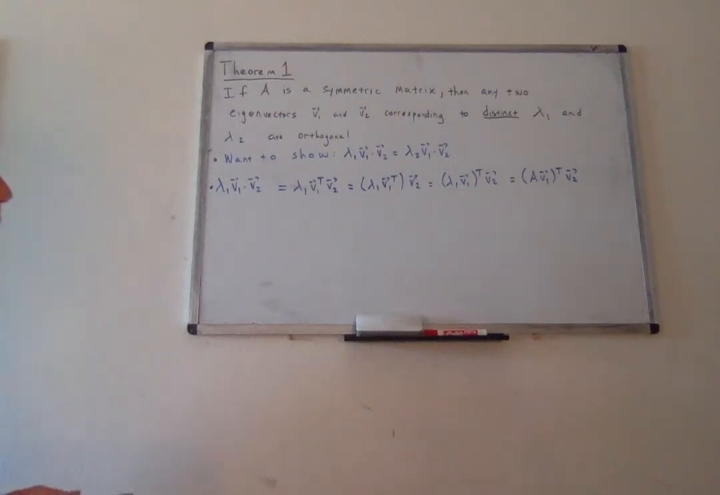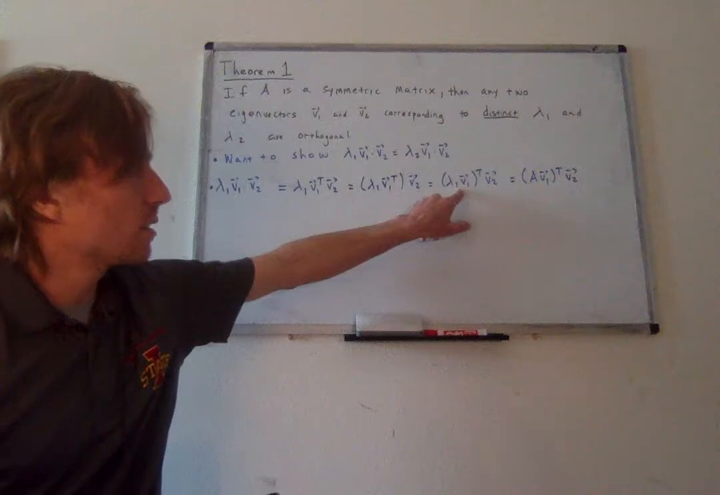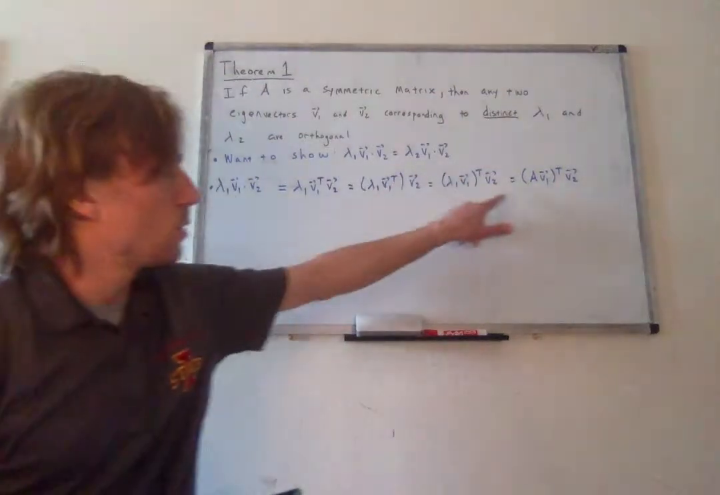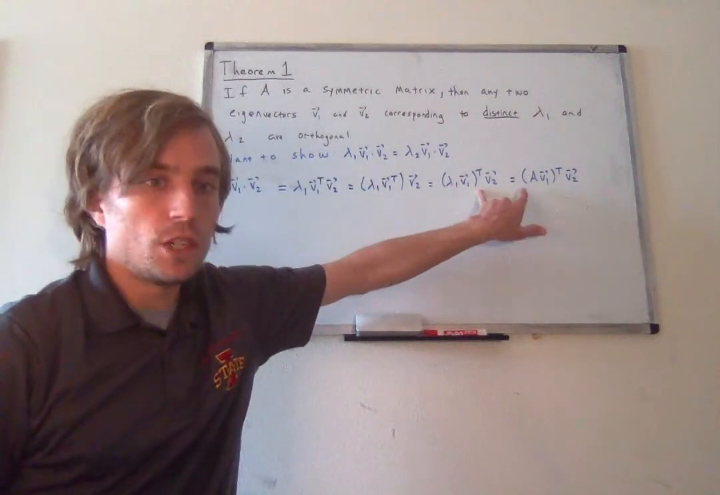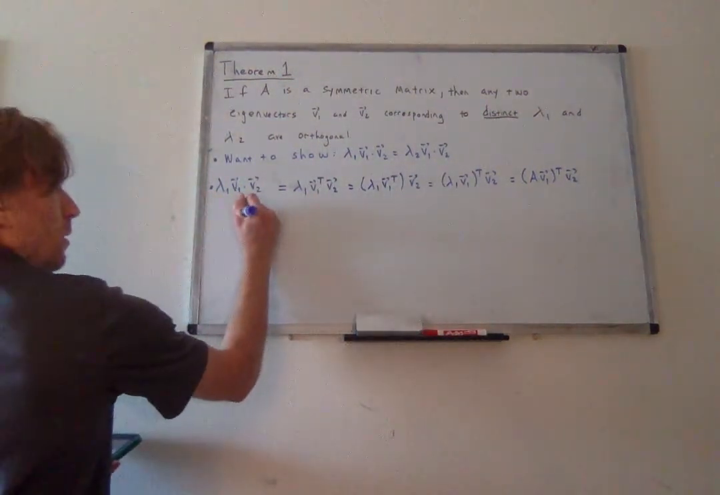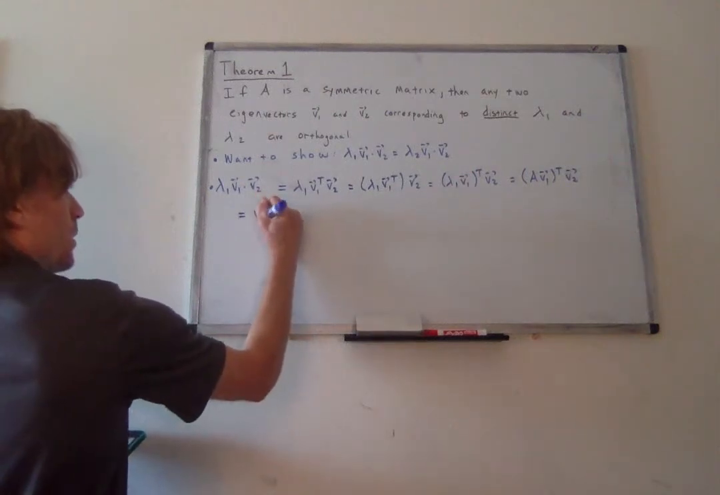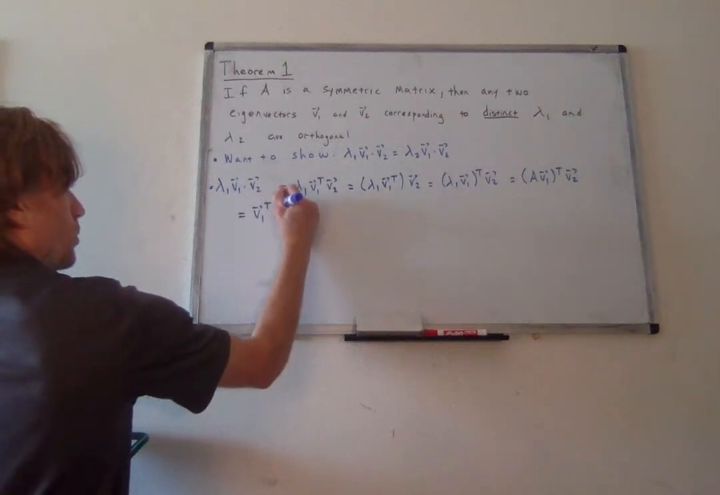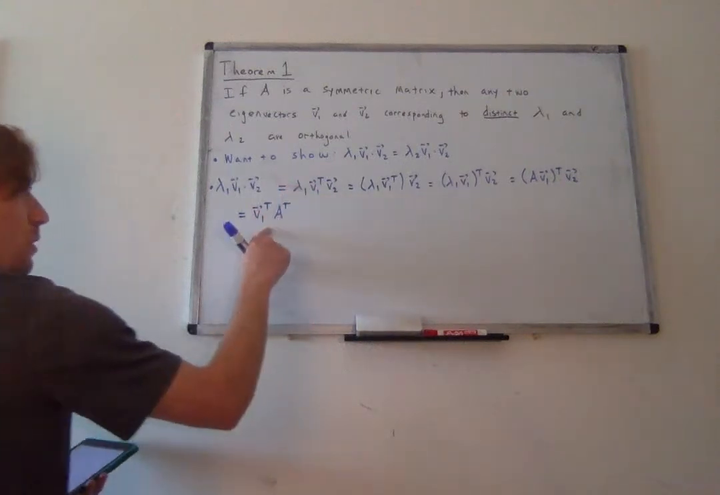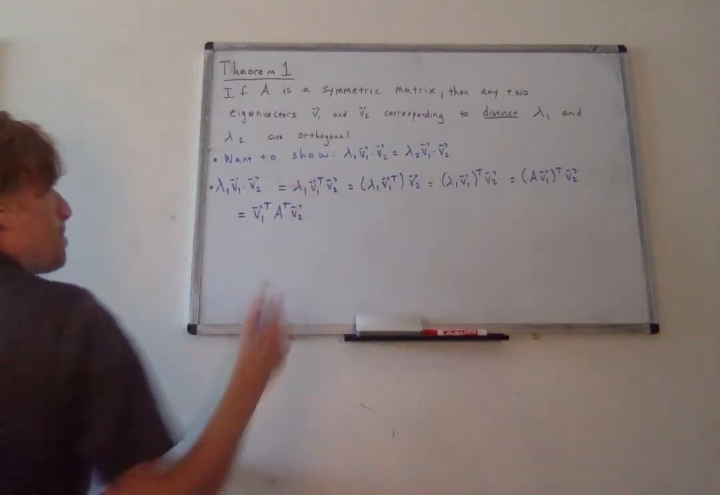So a little bit of trickery there, right? We managed to turn this into this using the properties of transposes, and then we used the definition of what it means to be an eigenvalue. Well, this is equal to, now we're going to reapply the transpose, v1 transpose times A transpose, which just follows from the definition of transposes, times v2.